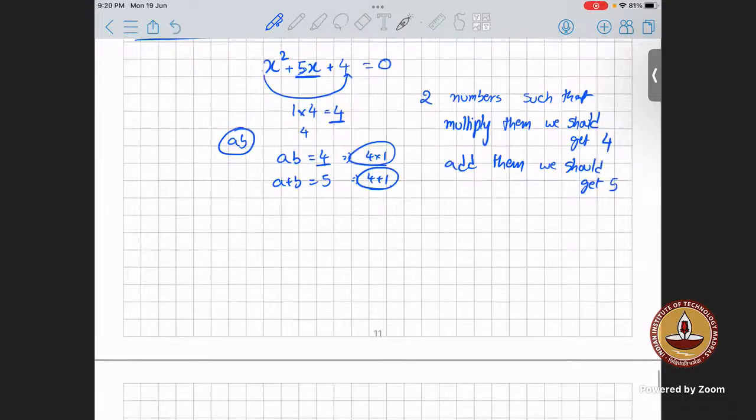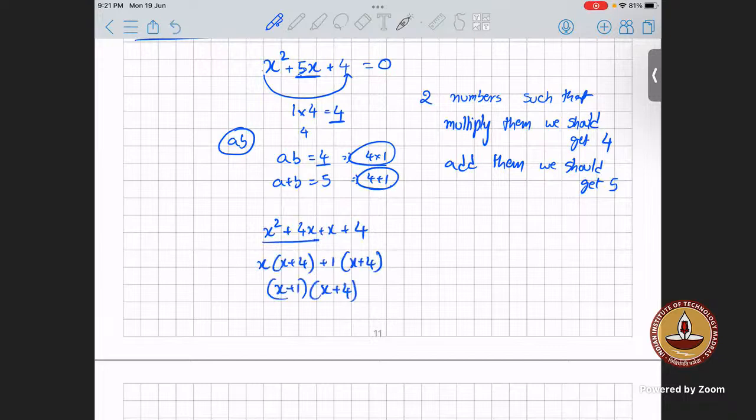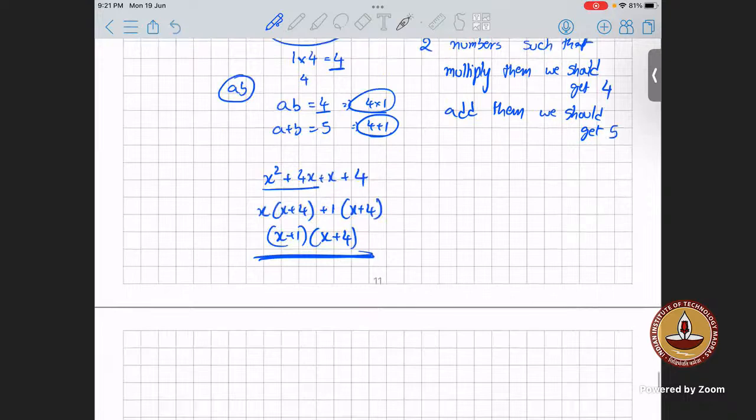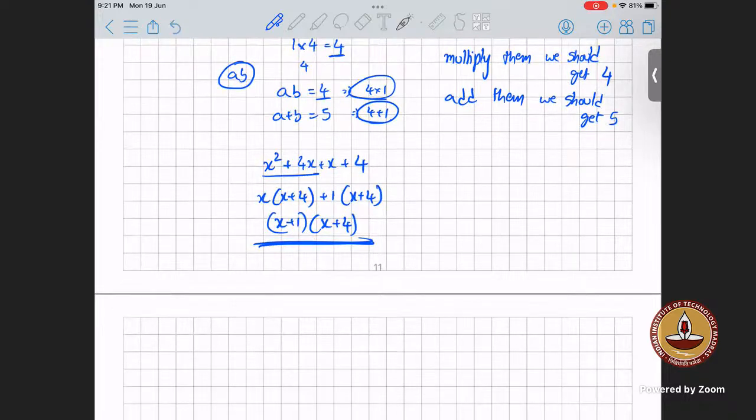Now look, x square plus 5x, like 4x plus 4. Now take x common: x plus 4. Plus here take 1 common: x plus 4. So x plus 1 into x plus 4. Agree? Everyone understood? Should I take the other example? If you want, I can take another example.